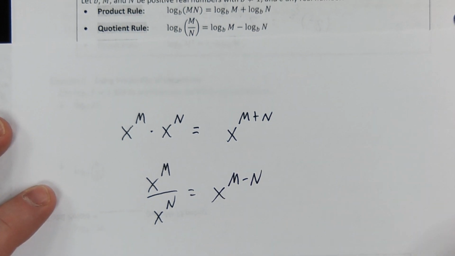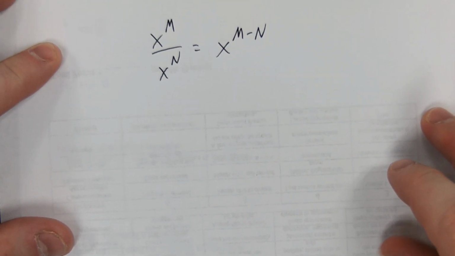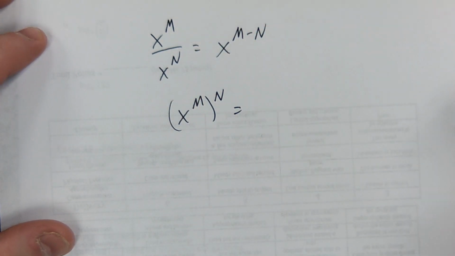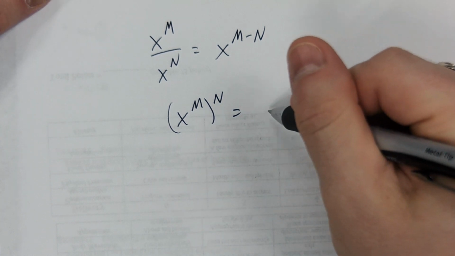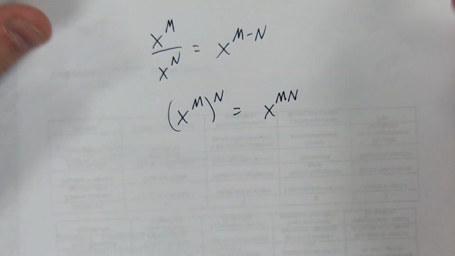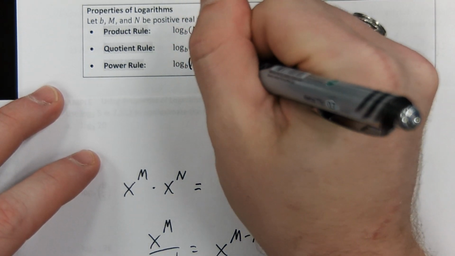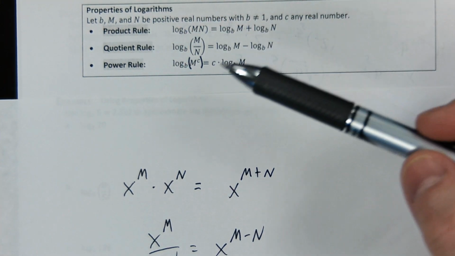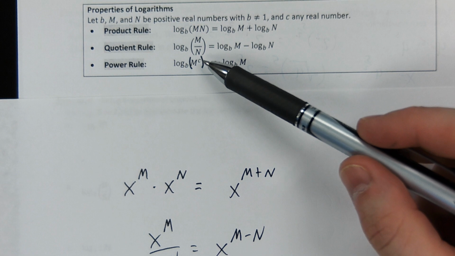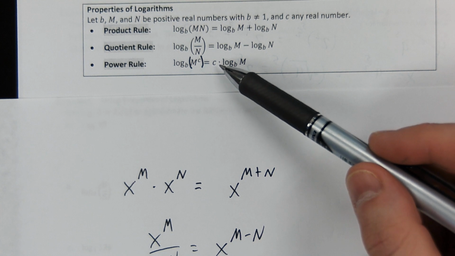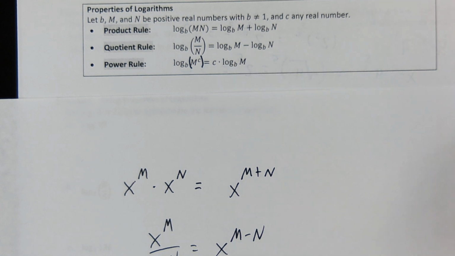Comfortable? Still okay? Power to power, what do? Multiply. Here, the argument has an exponent. This argument exponent can be moved to the front and be used to multiply 2 log base b of m. So it's the same property, just in logarithmic format.